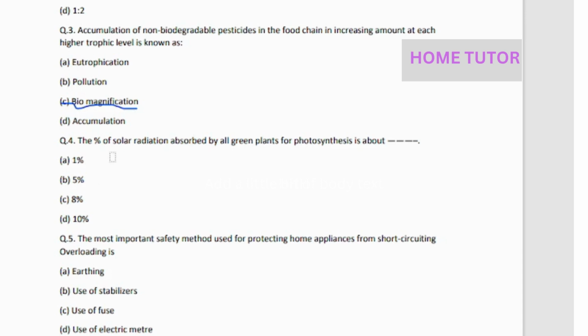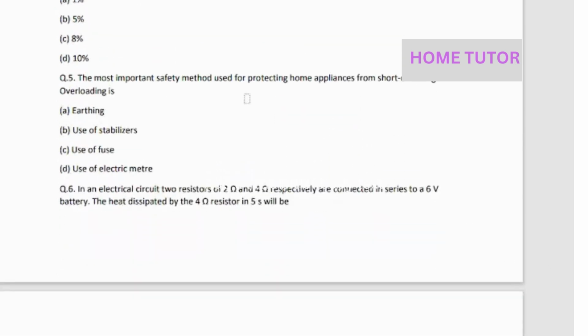Next question, question number 4. The percentage of solar radiation absorbed by all green plants for photosynthesis is about option A 1%, option B 5%, option C 8% and option D 10%. So the answer is option A, 1%. As we know, green plants use 1% of the radiation absorbed by their leaves to perform photosynthesis.